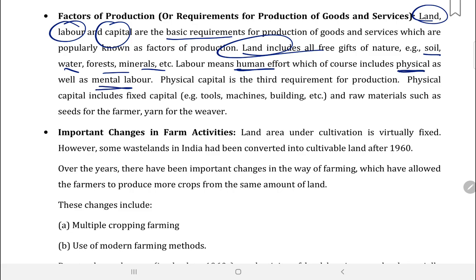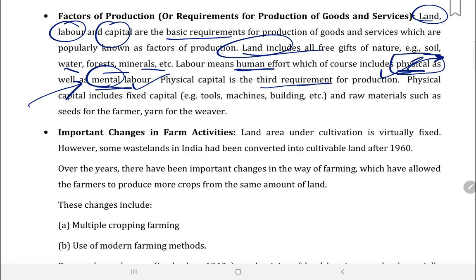Physical labor means people who, for example, work on fields, who pluck the harvest, etc. Mental labor means, for example, in a factory, the factory managers, who are educated. They think, they don't actually do anything physically, but they think and make plans, see how machines work, and take care of machines. Educated professionals do mental labor, and people who are uneducated and landless do physical labor.